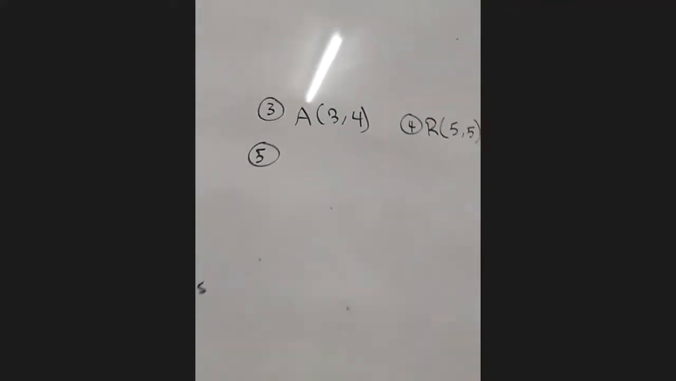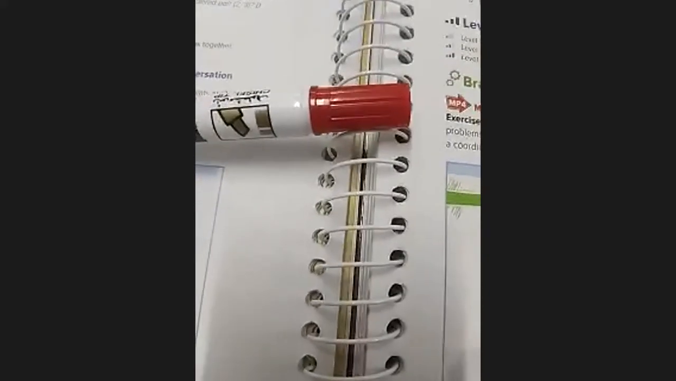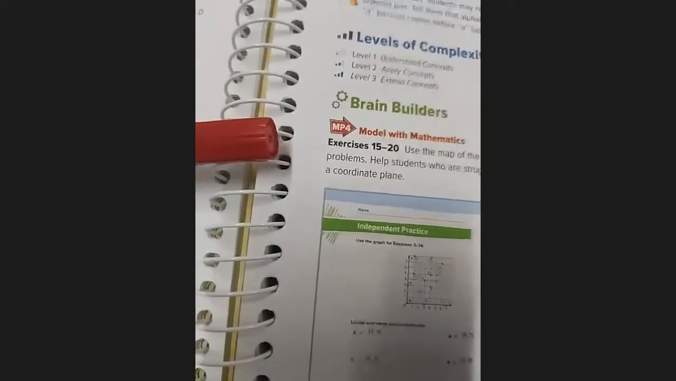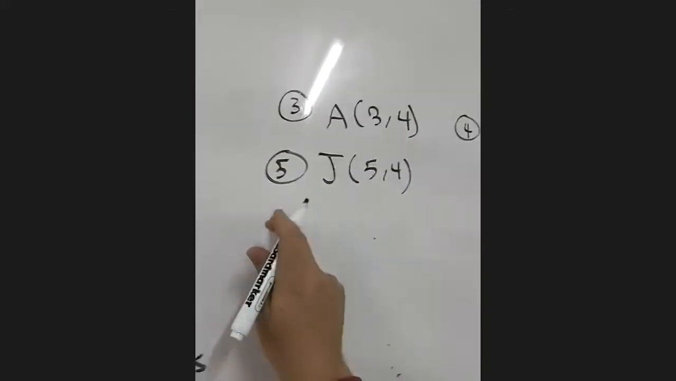Question 5. Who can help me with question 5? Omar Samir. Question 5, we have J. Yalla. It is 5 and 4. Let me check. It is 5 and 4. Excellent. This is question 5, guys.